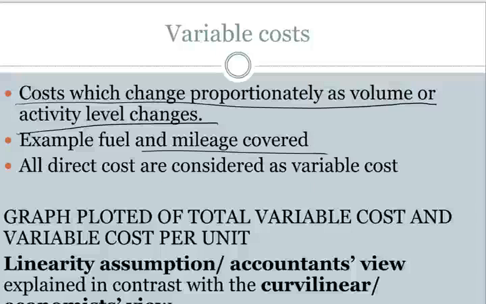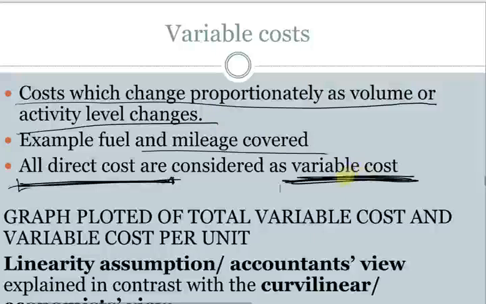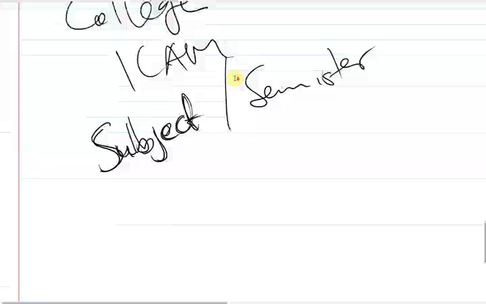This should be taken in mind: all direct cost should be considered as variable cost. So whenever you have a direct cost, know that that is a variable cost. That means material is variable cost. So we're saying all direct cost should be seen as variable cost. Let us talk about this in more of a diagram.